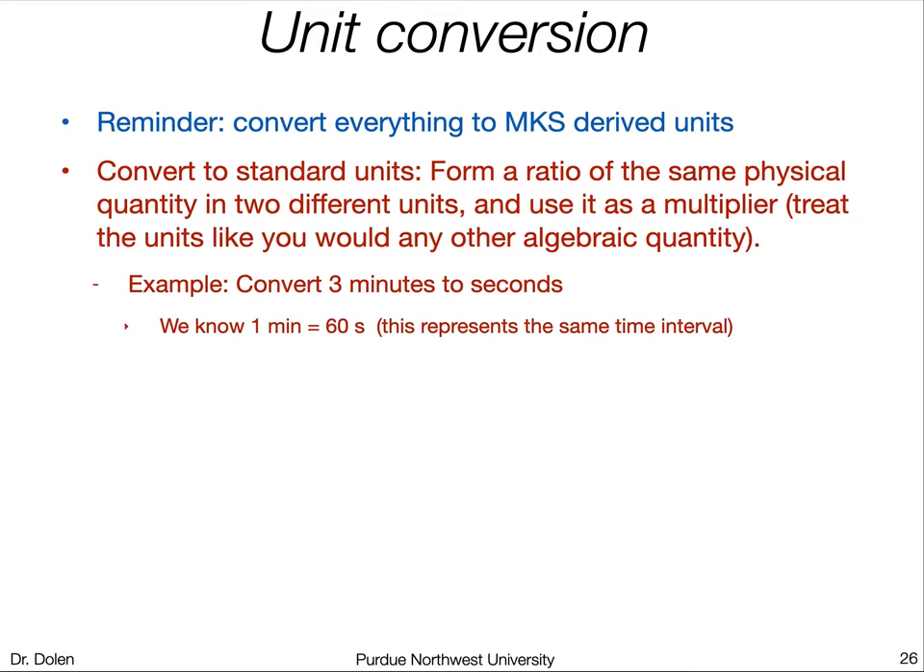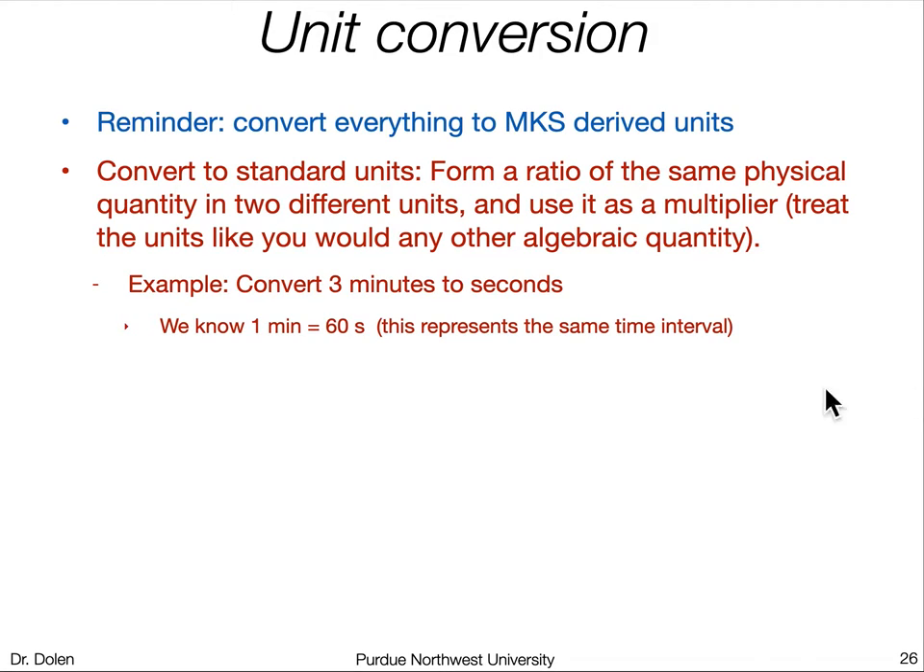Okay, so unit conversion. Remember, the goal here is to convert everything into MKS derived units: meters, kilograms, and seconds. We want everything in SI, meters, kilograms, and seconds. And the rule, the way we do this, is to convert to standard units. What we want to do is form a ratio of the same physical quantity in two different units and use it as a multiplier.